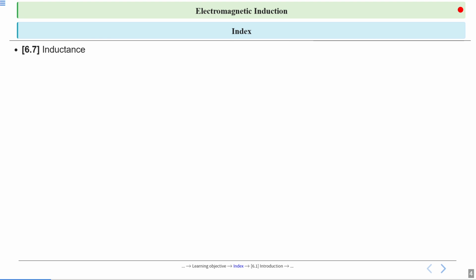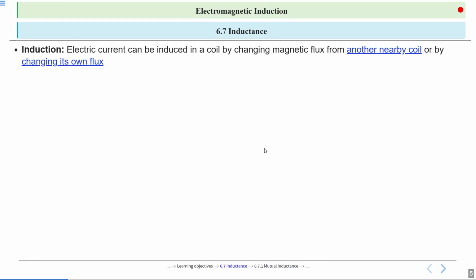So the index of topics that we are going to discuss today is NCERT section 6.7 inductance, NCERT section 6.7.1 mutual inductance, and example 6.8. So let's begin with NCERT section 6.7 inductance.